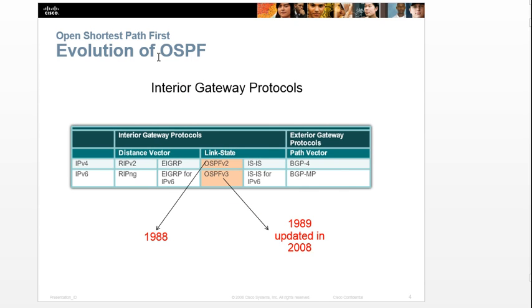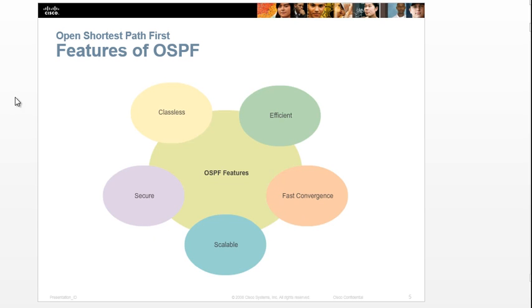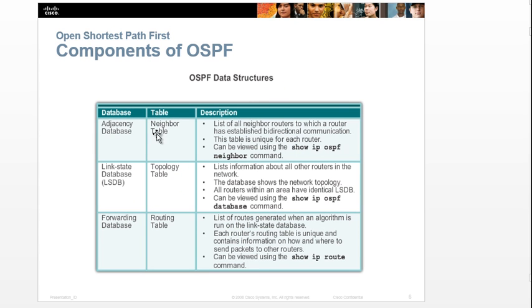So here we show that OSPFv2 has been around since '88. OSPFv3 in '89, but it was updated in 2008. Some of the features of OSPF: it's classless, it's efficient, it's fairly fast to converge, it's extremely scalable, and it's relatively secure, and you'll see why here in a minute.